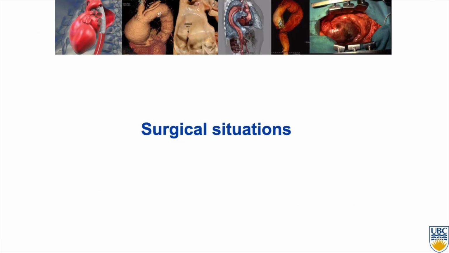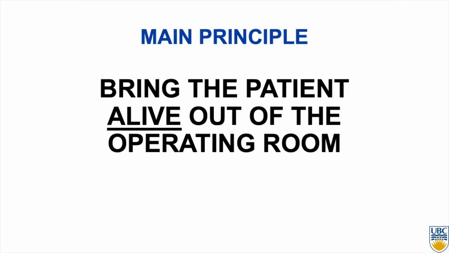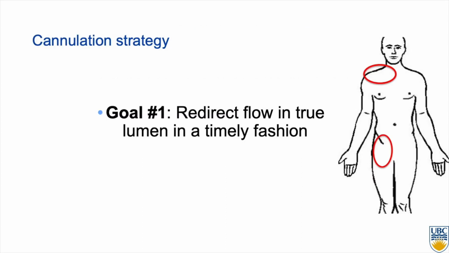We will now discuss a few surgical situations, but first let me emphasize that the number one goal and the main principle of type A aortic surgery is to bring the patient alive out of the operating room. The first surgical step will be to determine your cannulation strategy. The goal of the cannulation is to redirect flow in the true lumen, but must be performed in a timely fashion.